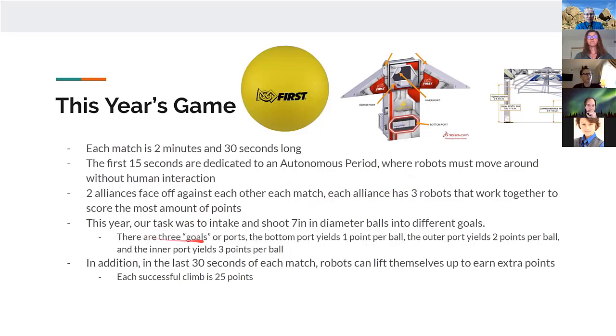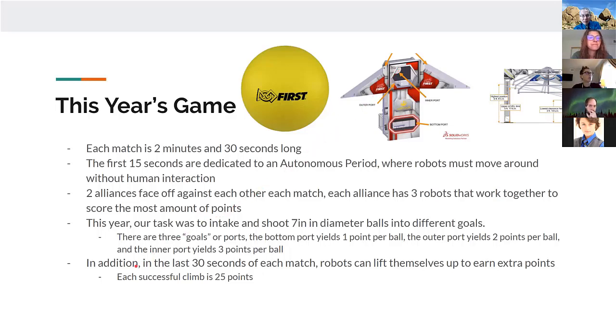This year, our task was to intake and shoot 7-inch diameter balls, these yellow balls, to different goals. So there are 3 goals, or ports. The bottom port, this low door, gives you 1 point per ball. The outer port, this hexagon right here, scores you 2 points per ball. And the inner port, that tiny circle in there, scores you 3 points per ball. The inner port is obviously the hardest because it's really small, and you have to be really accurate to get it.